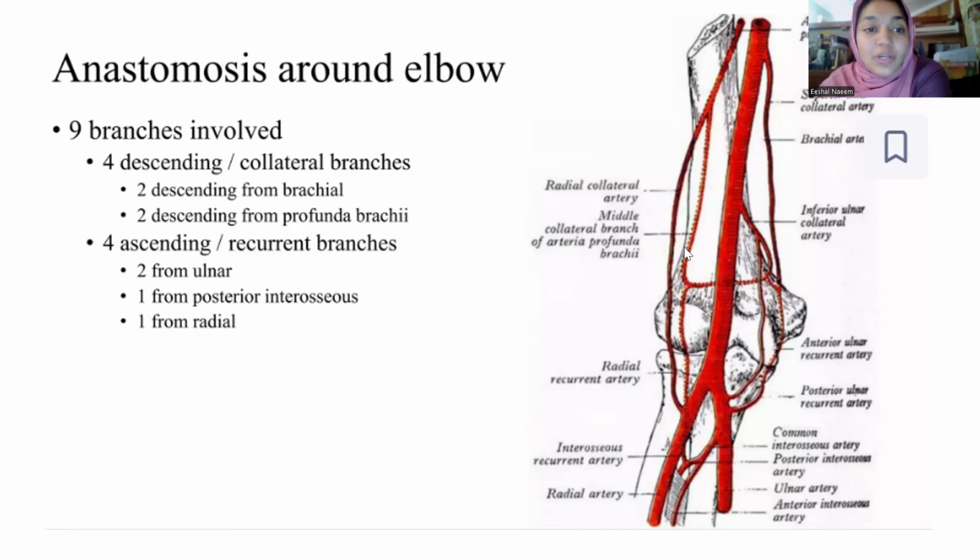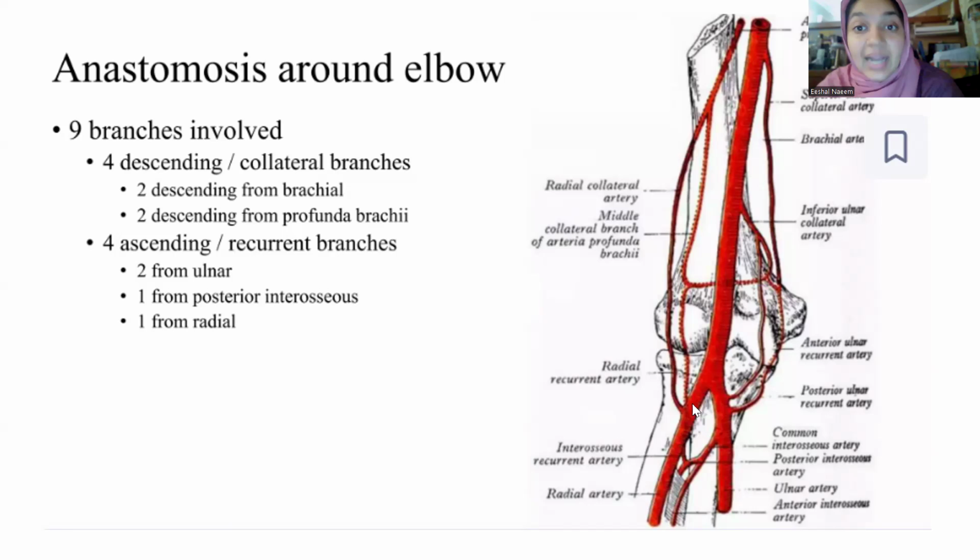Okay, so let's just complete this one last time. The profunda brachial artery gives us two branches, the radial collateral artery and the middle collateral artery. The radial collateral artery will come in front of the lateral epicondyle and join with the radial recurrent artery, which was given off by the radial artery.